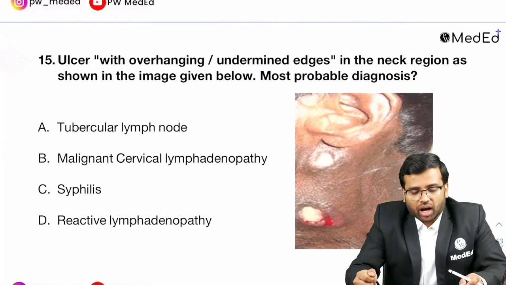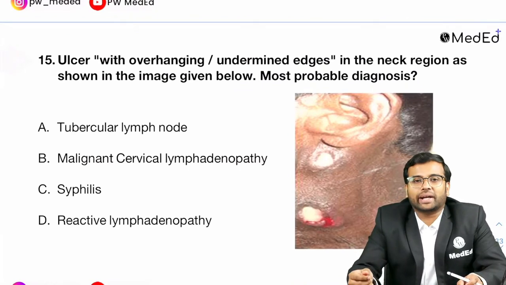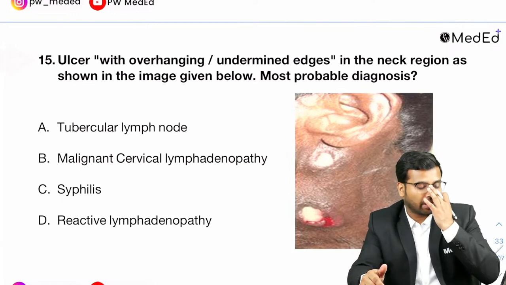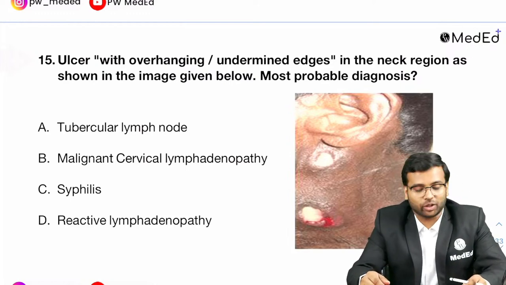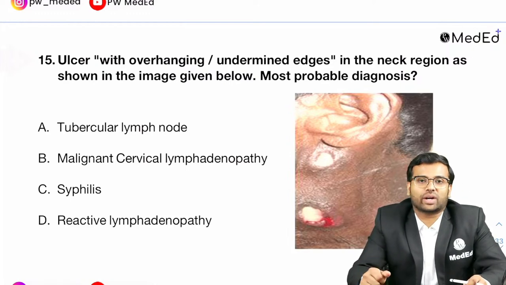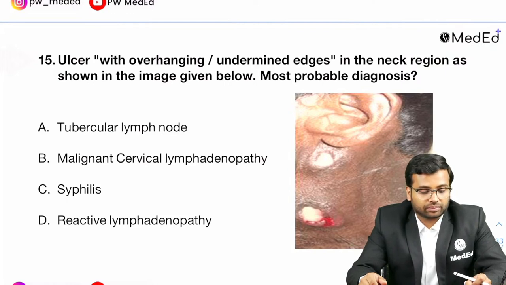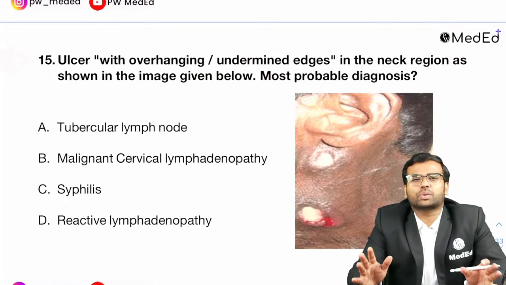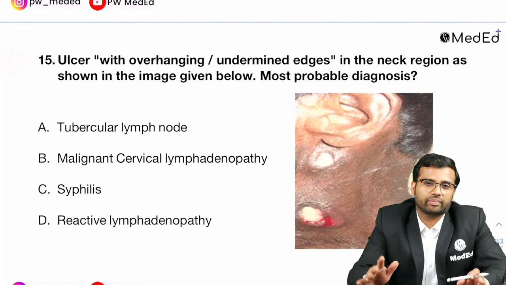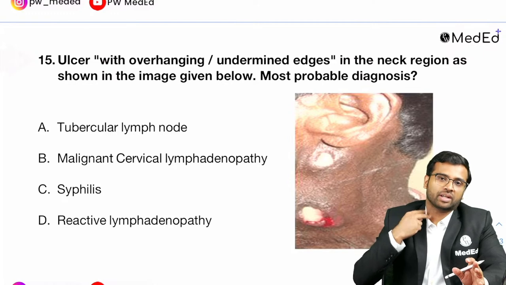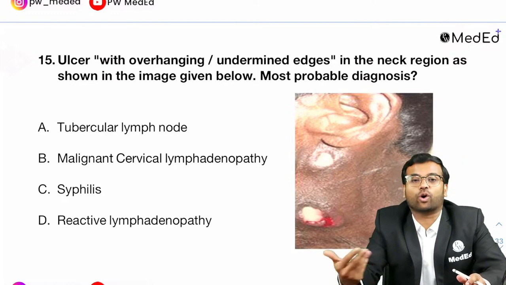Next one. Ulcer with overhanging or undermined edges in the neck region as shown in the image. PK was also giving the right answer. Very good, all of you. Now in this question, what is the most probable diagnosis? Tubercular lymph node, malignant cervical lymphadenopathy, syphilis, or reactive lymphadenopathy? They have not given you any clinical history. They just gave you a patient having an ulcer over the neck region with undermined or overhanging edges.